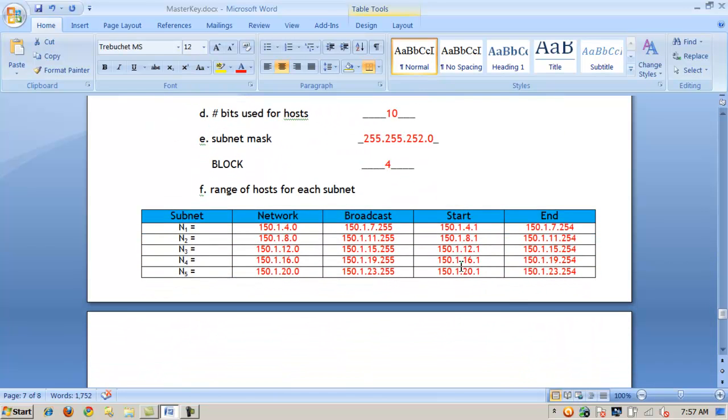Based on that, my network address would simply be based, again, the base multiple or block is 4. So 4, 8, 12, 16, and 20. The broadcast, simply subtract 1 from the next network. Okay, and that would be my broadcast. And then the range would be in between. I add 1 to the network, and I subtract 1 from the broadcast.